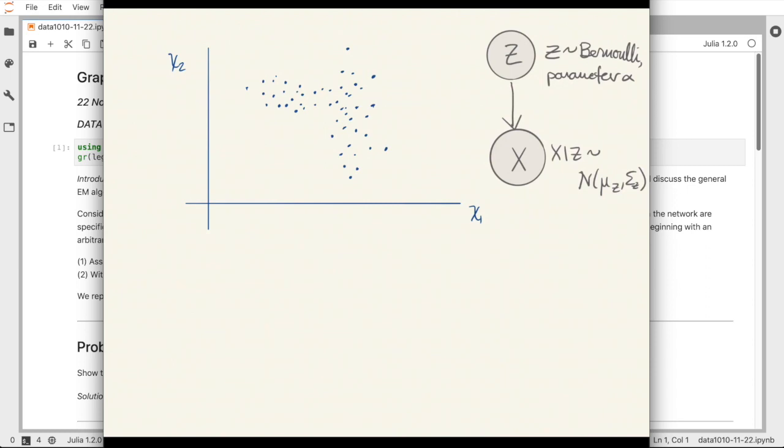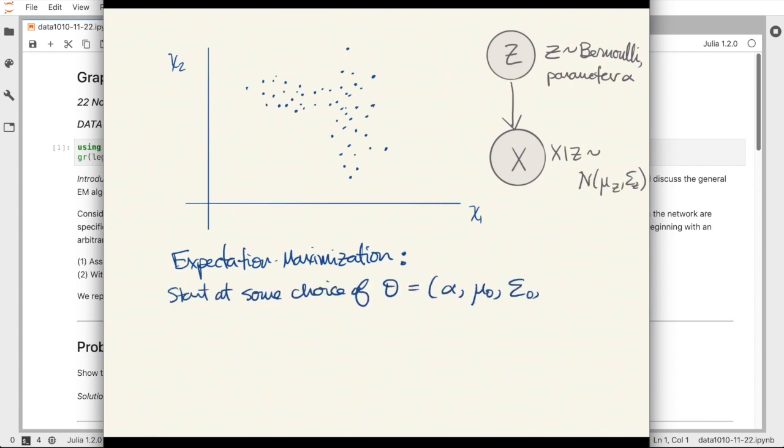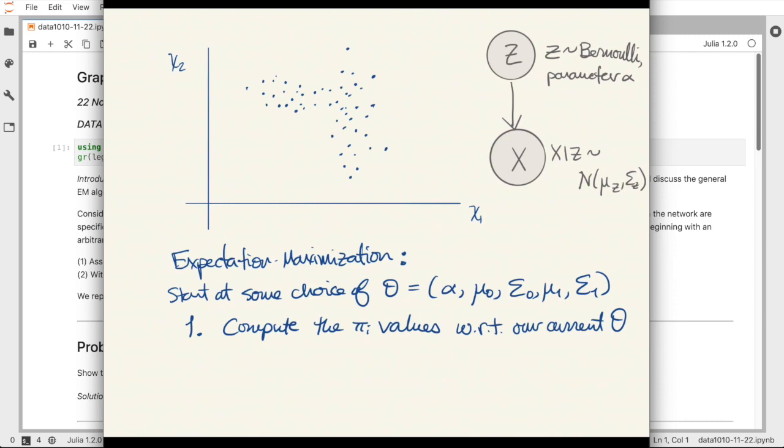So the algorithm we described for coming up with these pi values and these model parameters jointly, we called expectation maximization. We start with some arbitrary choice of theta, which is just a packaging of all the parameters in the model. And then repeatedly we perform two steps. We compute the pi values with respect to our current theta. So assuming the model parameters as they are with our current guess, we compute the conditional expectation for each point of its z value. That's just going to be the amount of purple density at that point divided by purple plus green density.